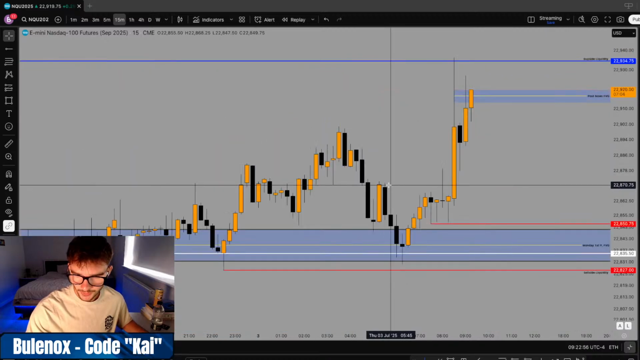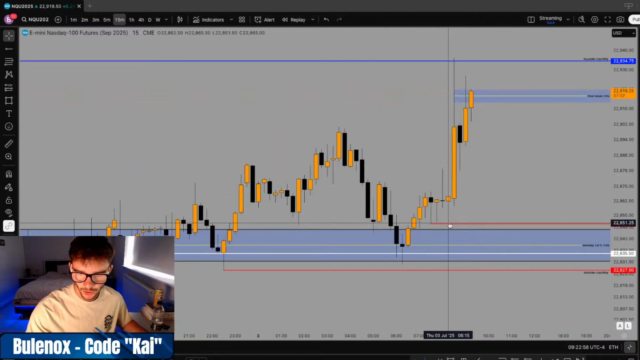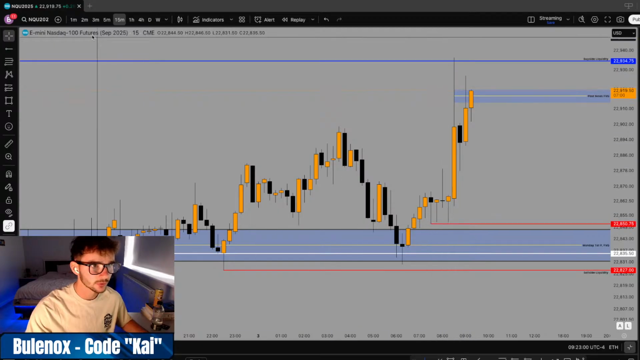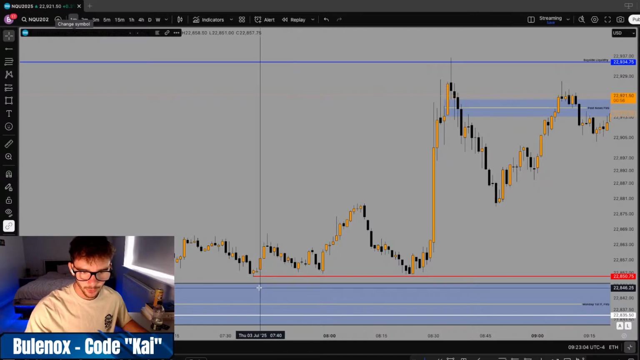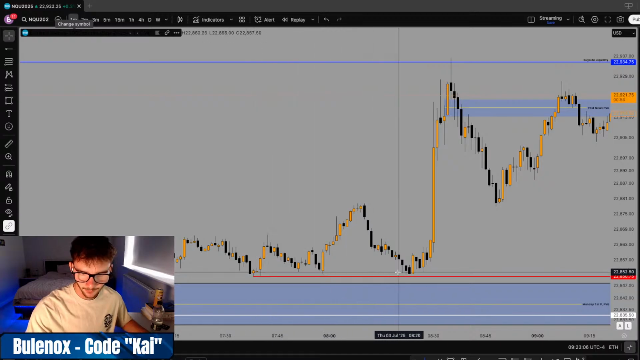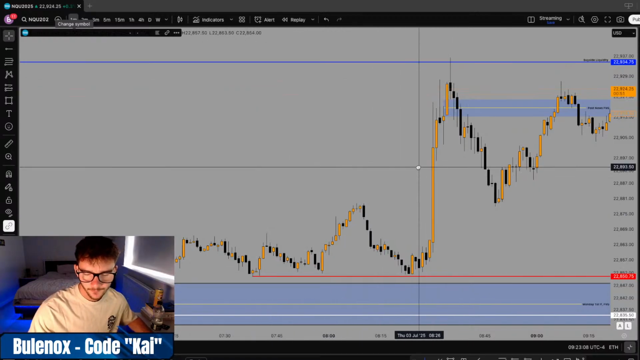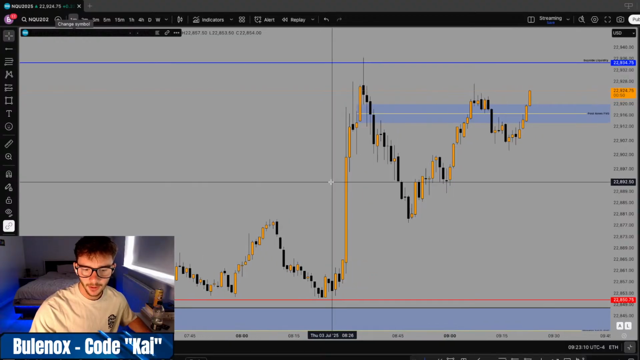so now at the open, going to be looking for shorts. We also have these short-term relative equal lows down here, so if I drop down onto the 1-minute chart, you can see how smooth these equal lows are right here.